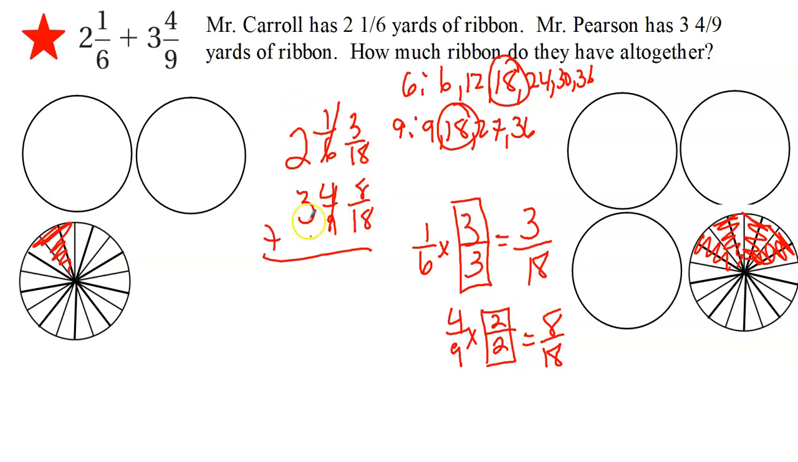Now I add the whole numbers together and then I add the fractions together. 3 plus 8 is 11 and the size is 18. So I get 5 11/18 yards of ribbon.